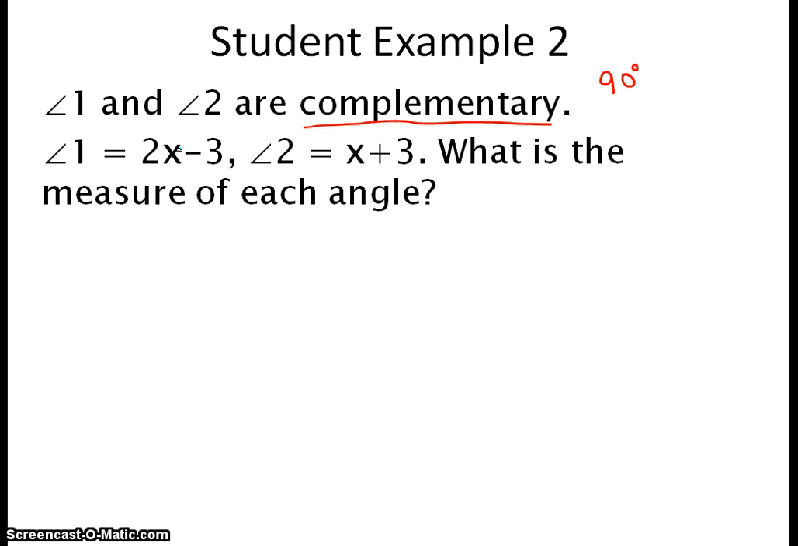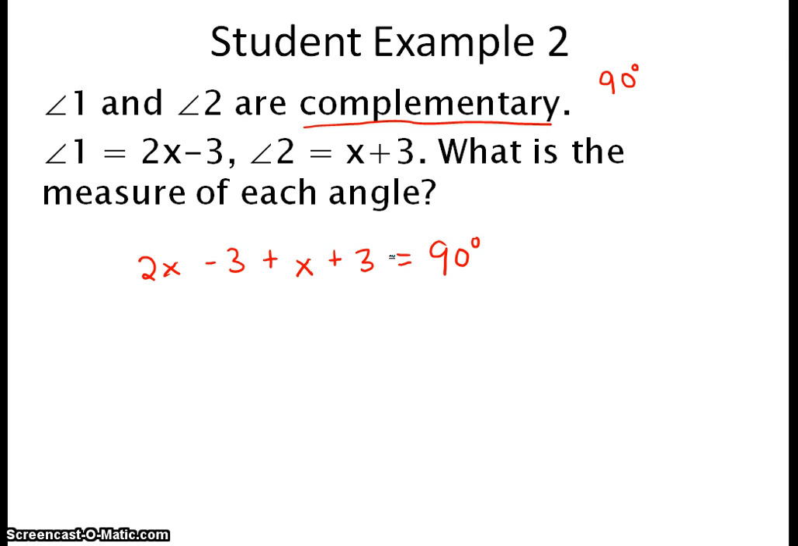Alright, and so then it tells you that angle 1 is 2x minus 3, and angle 2 is x plus 3. And so because we know that these two angles are complementary, we know that these two things are going to add up to 90 degrees. So I can use that information to set up an equation. I can say that this plus this is going to have to make 90 degrees. So I can say that 2x minus 3 plus x plus 3 is equal to 90 degrees.